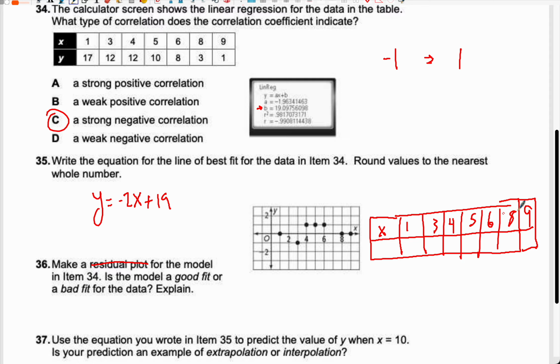9. 1, 3, 4, 5, 6, 8, 9. 1, 3, 4, 5, 6, 8, 9.